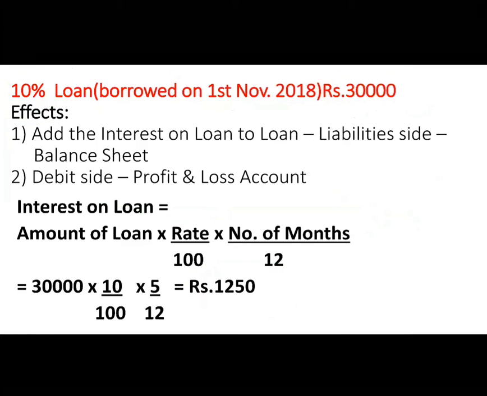Now what are the two effects of this adjustment? Here, find out interest on loan. The first effect: whatever loan is given on the liability side of the balance sheet, you are going to add interest on loan to that loan. And the second effect: because interest on loan is an expenditure, it will be shown on profit and loss account के debit side में. So these are the two effects of interest on loan.